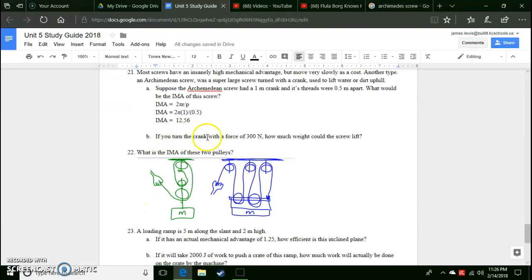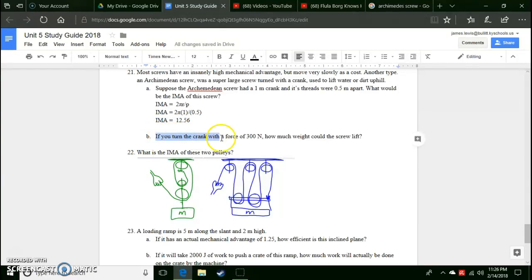Next up, if you turn the crank with a force of 300 newtons, how much weight could the screw lift? So again, this is using the actual force ratios here. So remember, what is the whole point of a machine? It amplifies your force by the number that it is. This is a multiplier for force. That's what mechanical advantage tells you.